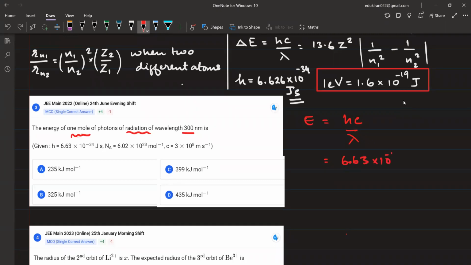into 10 to the power minus 34 into c, 3 into 10 to the power 8, divided by lambda. Lambda is 300 nanometer, 300 into 10 to the power minus 9. Okay, write this down. In what unit will this value come? This will be in joules, and then whatever value is there, you will multiply it by the Avogadro's constant.